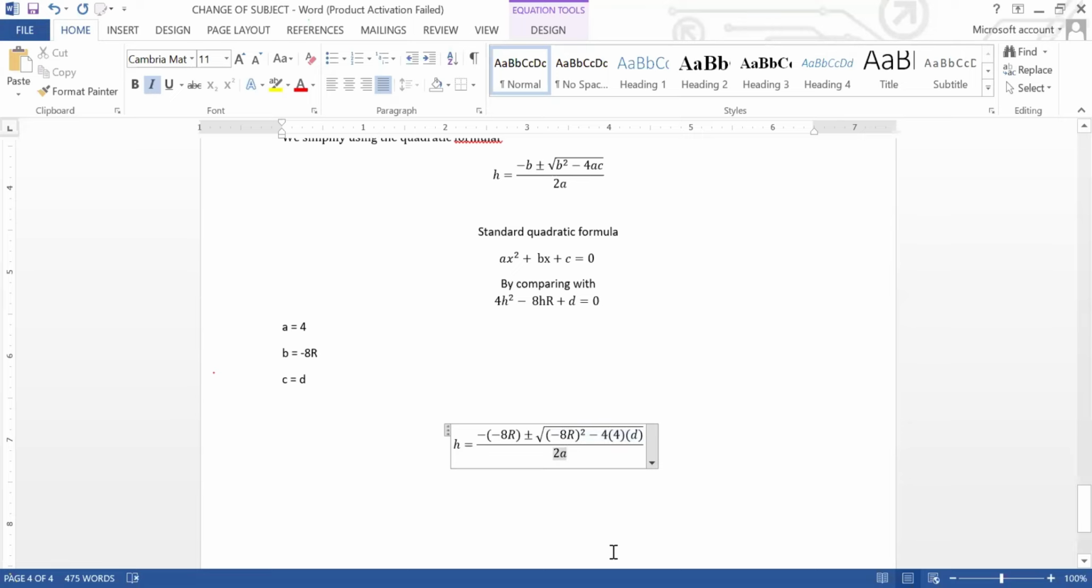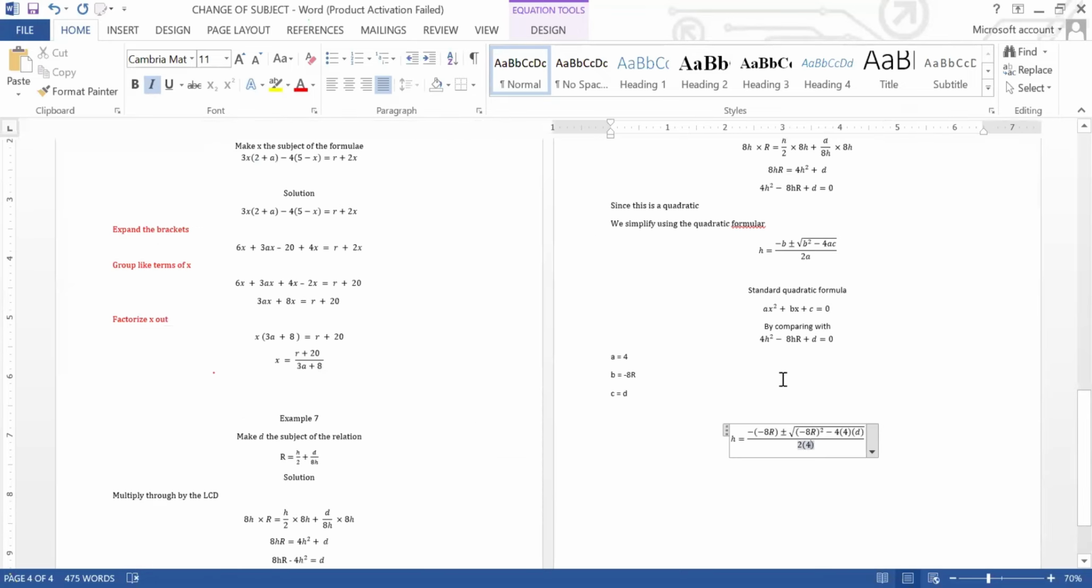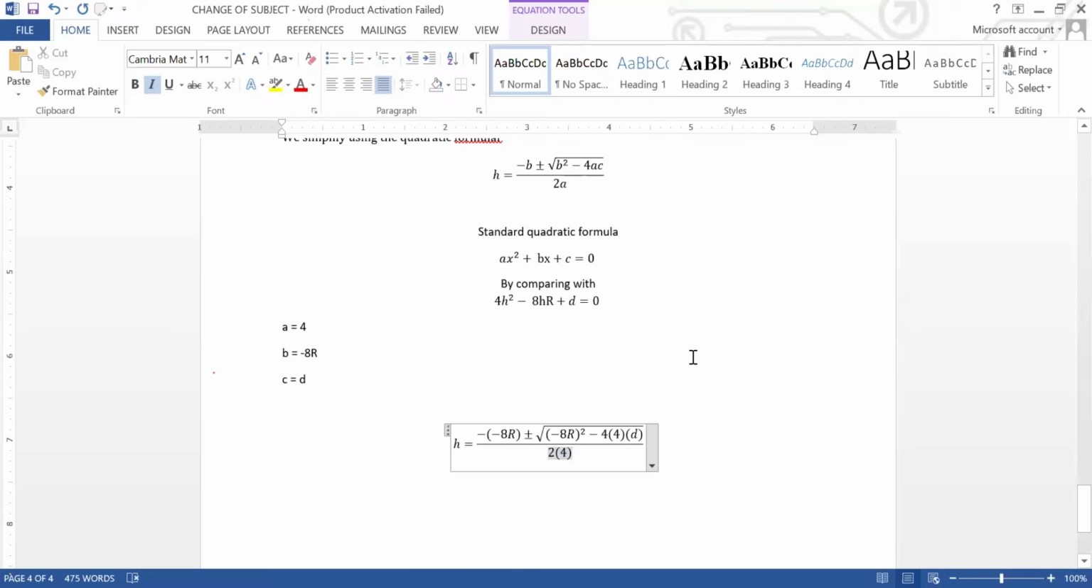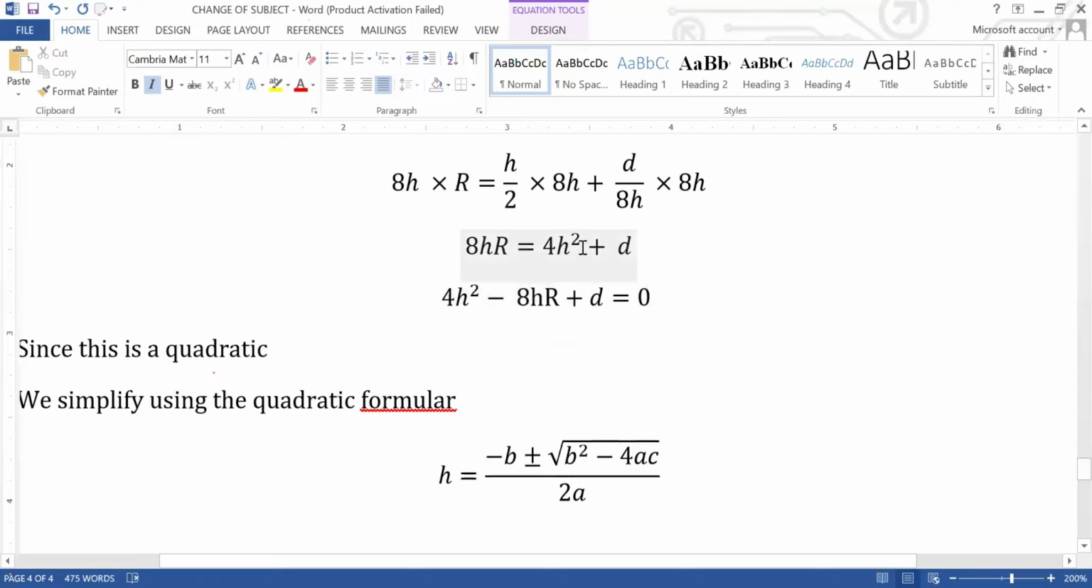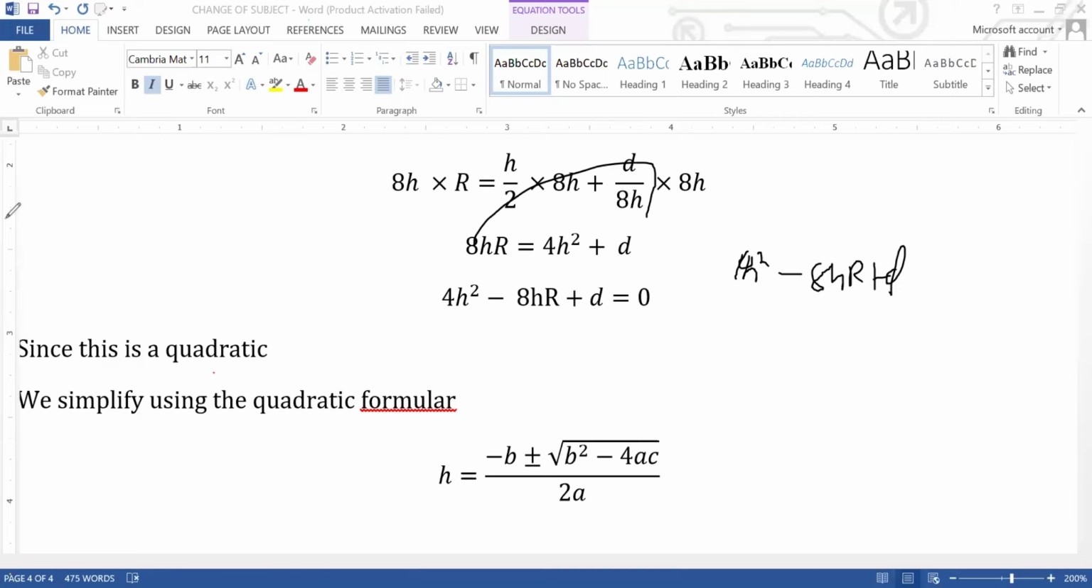Sir, please, when a D crosses the equal sign, it becomes minus, not plus. D did not cross. Check it. D did not cross. It's 4H squared. This one came to the other side, minus 8HR plus D. D did not cross. Did it? Okay. Right. Good. Thank you, sir. You're welcome.